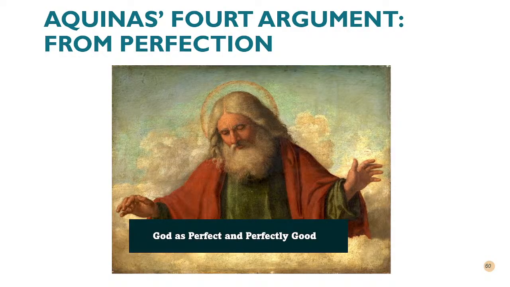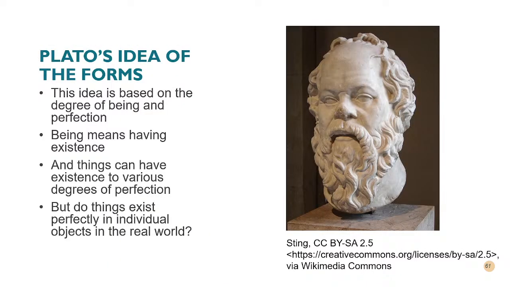Now we can move on to Aquinas' fourth argument, from perfection. God as perfect and perfectly good. This touches upon Plato's idea of the forms. This idea is based on the degree of being and perfection. Being means having existence, and things can have existence to various degrees of perfection. But do things exist perfectly in individual objects in the real world?